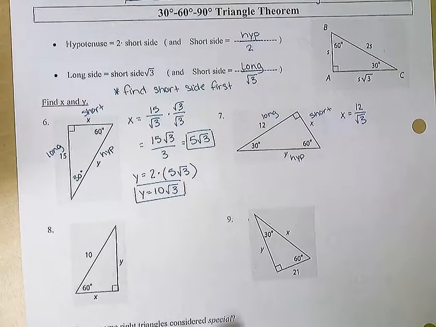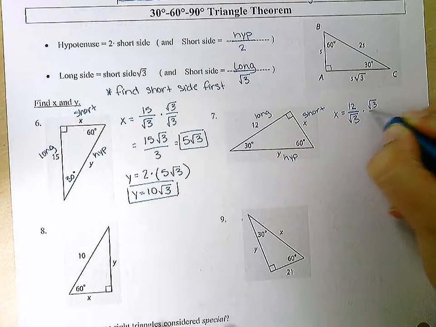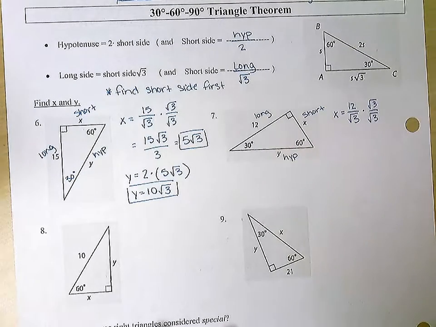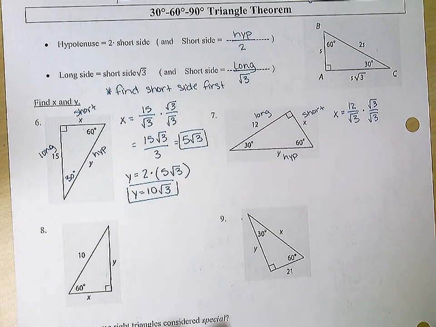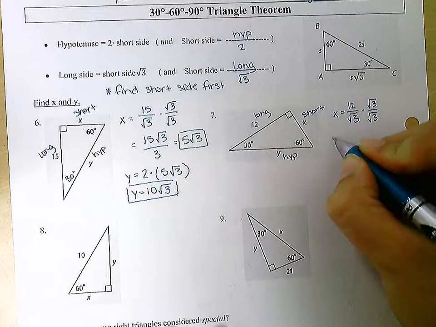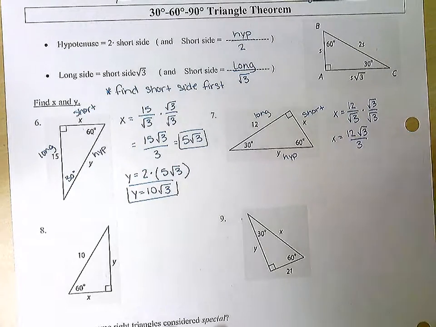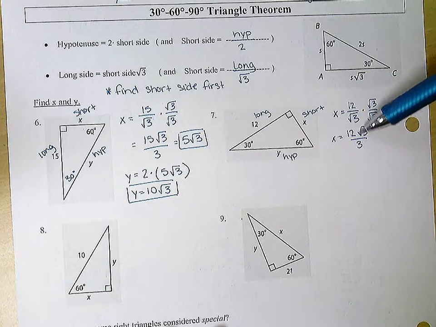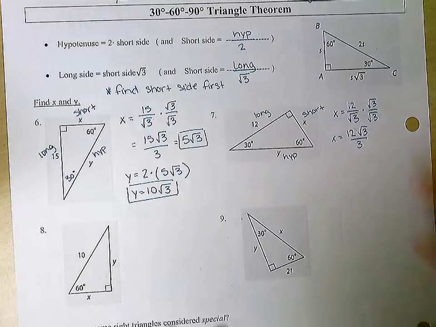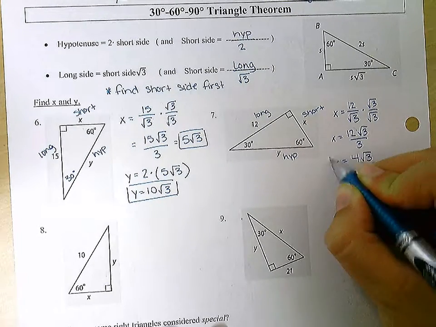Again, we want to rationalize that denominator. Get the square root out. So multiply by our version of 1, which is square root of 3 over square root of 3. Multiply straight across. So we have 12 times the square root of 3 over 3. Again, I can reduce this fraction of 12 over 3 to get x is equal to 4 times the square root of 3.